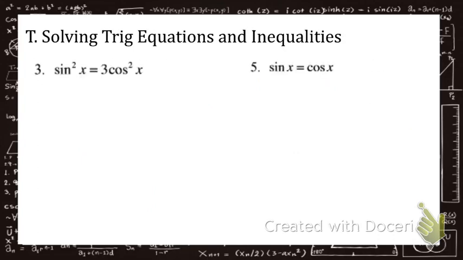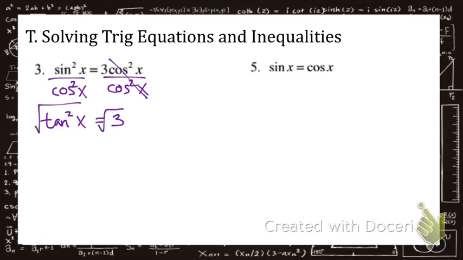Solving trig equations and inequalities. For the first one, I would probably divide both sides by cosine squared of x. By doing that, on the right-hand side, cosine squared and cosine squared make 1, and then we get 3 left over. On the left, we have sine squared over cosine squared, which is tangent, so that's actually tangent squared of x. And then if I wanted to solve for tangent, I could take the square root of both sides. So I have that tangent of x is equal to the square root of 3, and that's a plus or minus.